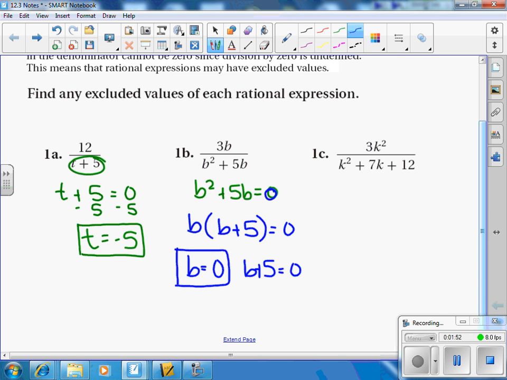I can't plug in 0 for b. And you can go back up here and see why that wouldn't work. We'd end up with 0 in the denominator. But then the other thing that it can't be is negative 5. If I solve that one for b, I end up with negative 5. If I plug in negative 5 into that equation up here, I will get 0, which isn't allowed. So this one has two excluded values. Two values that will not allow it to work.